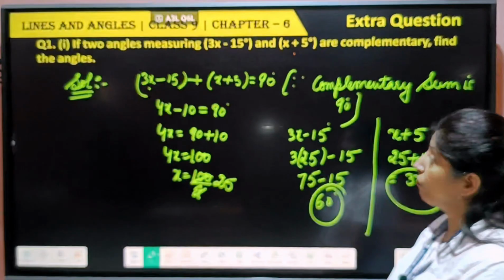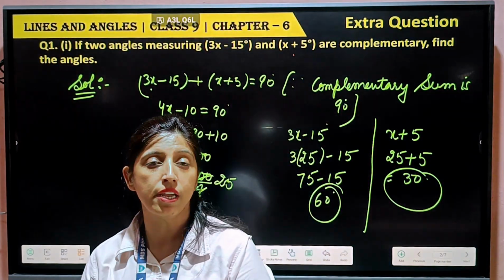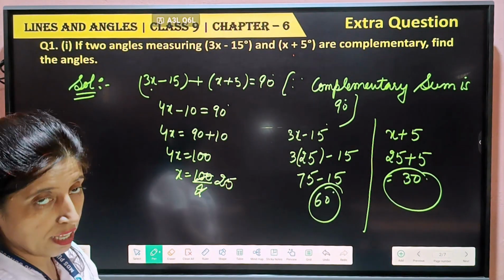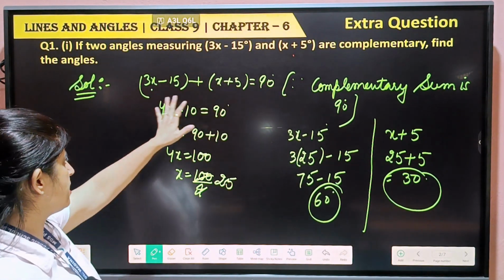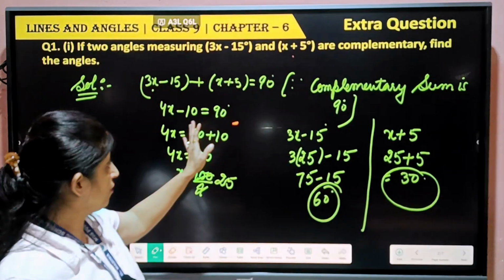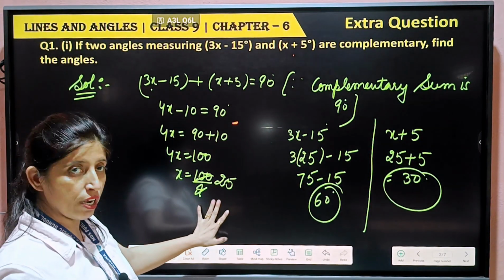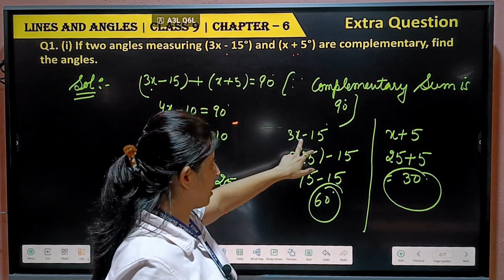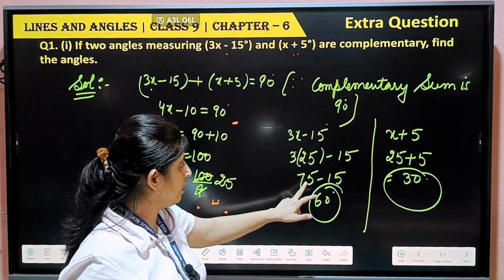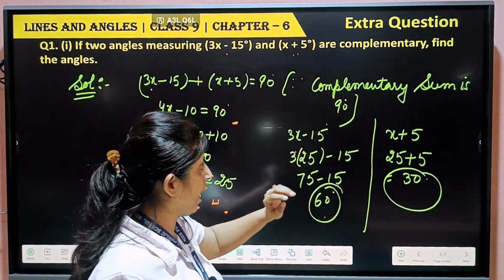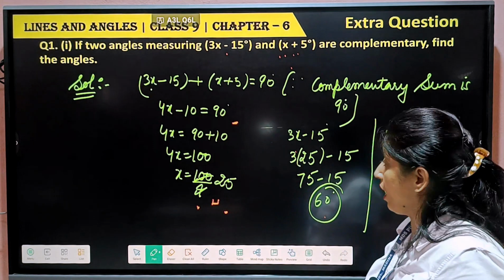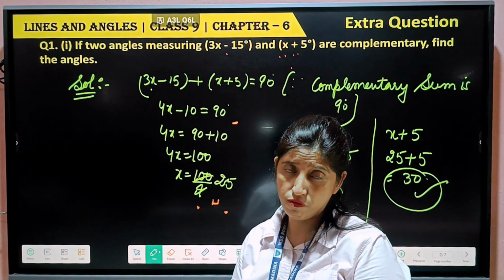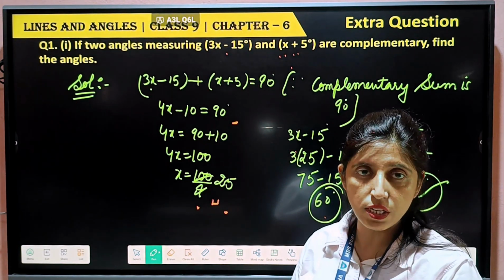Okay. So again I am telling, if two angles are given that are complementary, then their sum is 90 degrees because the complementary angle sum is 90. So we will add these two angles and take it equal to 90 degrees. From there we will find the value of x, that is 25 degrees. So put this x value in the first angle and second angle both. In the first angle, whenever we put x as 25, then 75 minus 15 is 60 degrees, and in the place of x plus 5, 25 plus 5 is 30 degrees. Right, I hope this first part of the question is understood by all the students.